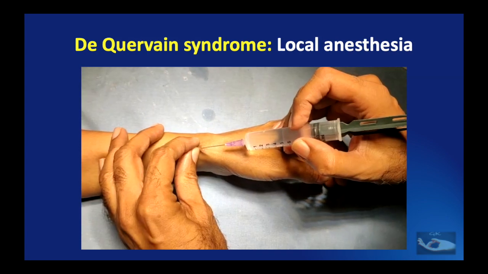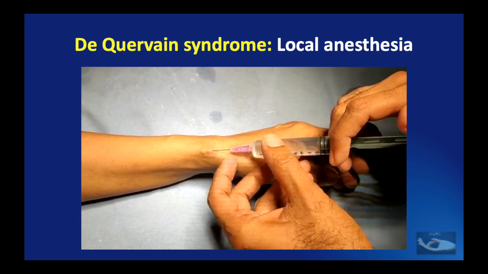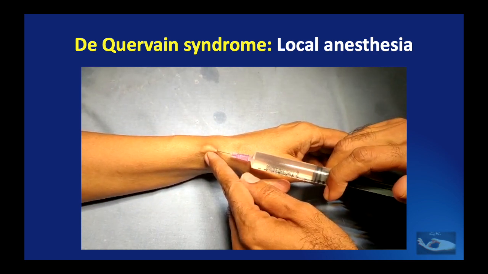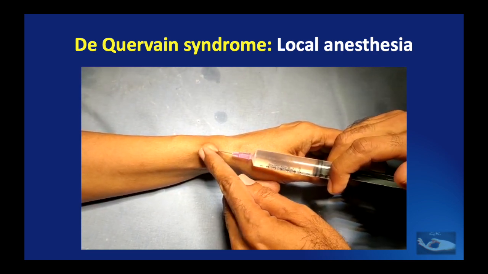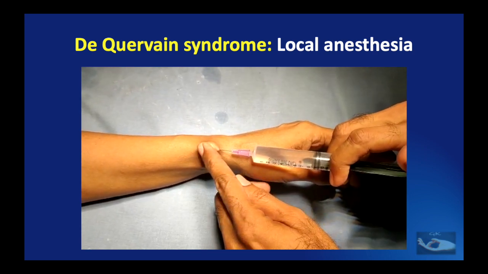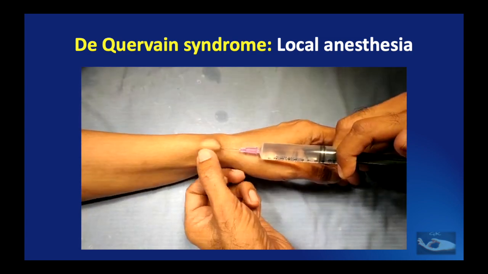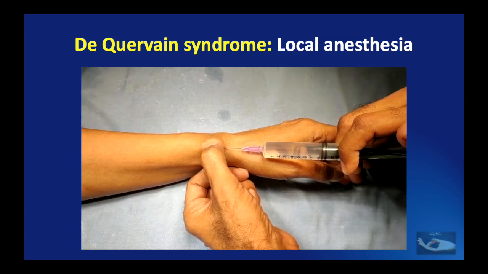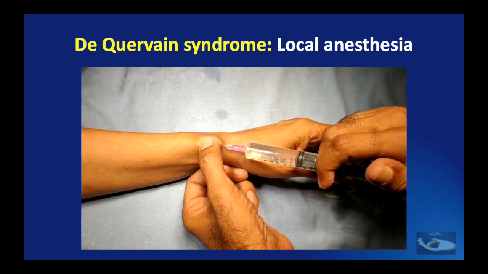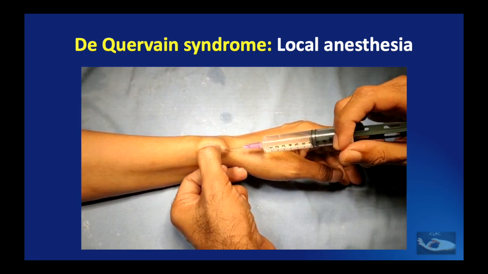Having made the markings, now we need to infiltrate local anesthetic solution. I prefer to use a combination of about 3 ml of bupivacaine 0.5%, 2 ml of xylocaine 2%, and 5 ml of distilled water. This is for an average adult patient of about 60 kilograms. If the patient is apprehensive, a sedative can also be given by the standby anesthetist to allay the apprehensions. But local anesthetic is ideal because we need to test the movements after the surgical release, and it would be better if the patient is conscious.